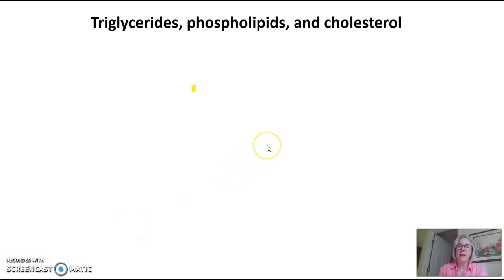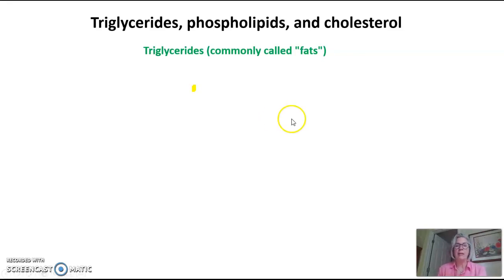Hi everyone. In tonight's video, I'm going to talk about three different types of lipids: triglycerides, phospholipids, and cholesterol. They each have a different structure and function to the cell. So the first one I'm going to talk about are the triglycerides. These are commonly called fats.